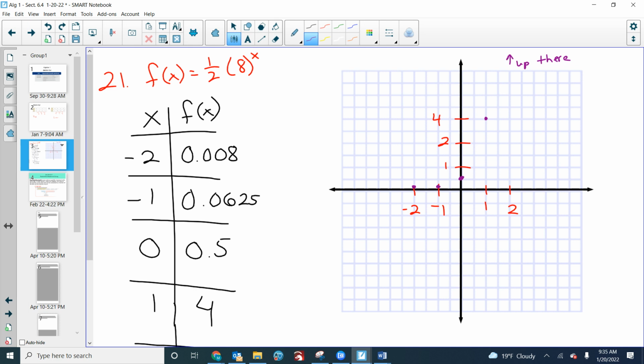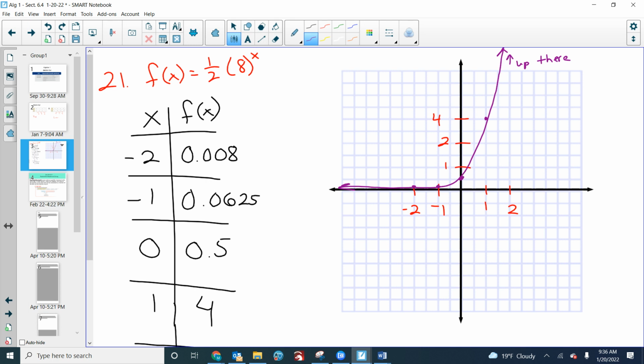Let's call it an asymptote. Asymptote. That is what the graph looks like. Exponential.